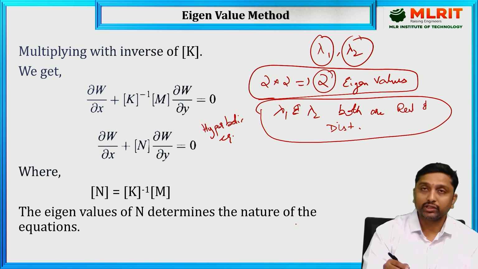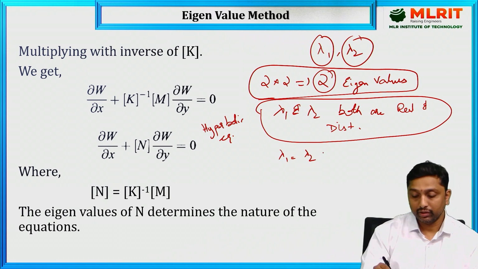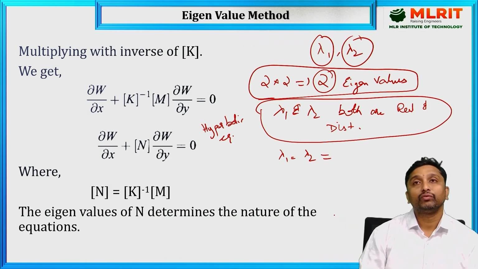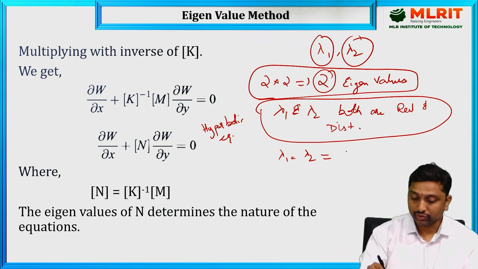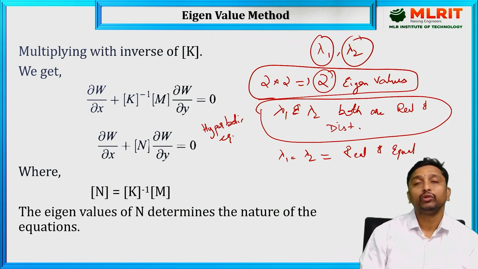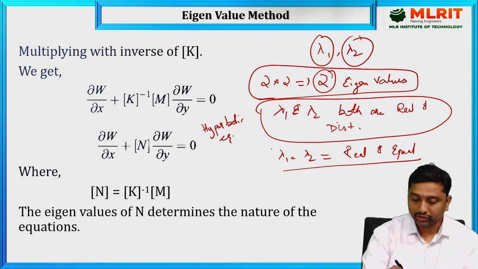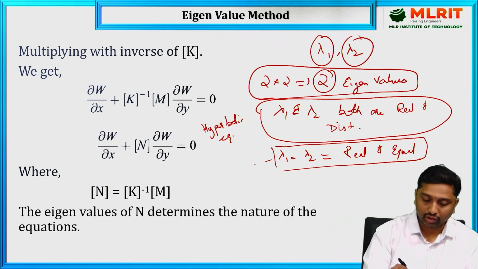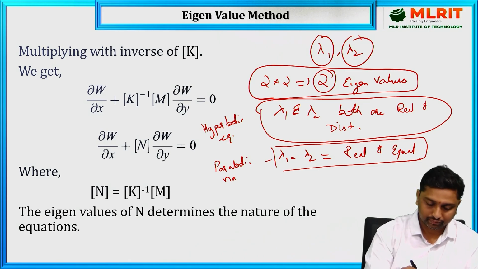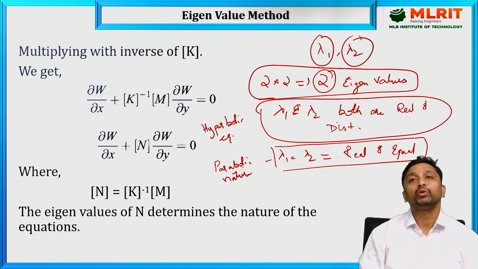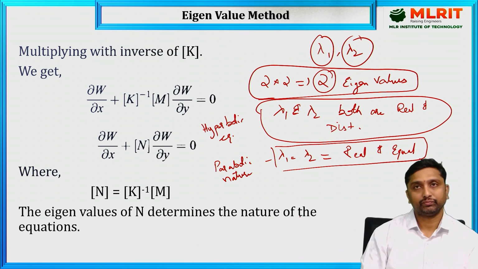Now there are certain scenarios where lambda 1 equals lambda 2, which is real and equal. That means you will have only one characteristic curve, and such equations fall under parabolic nature, the parabolic behavior of equations.